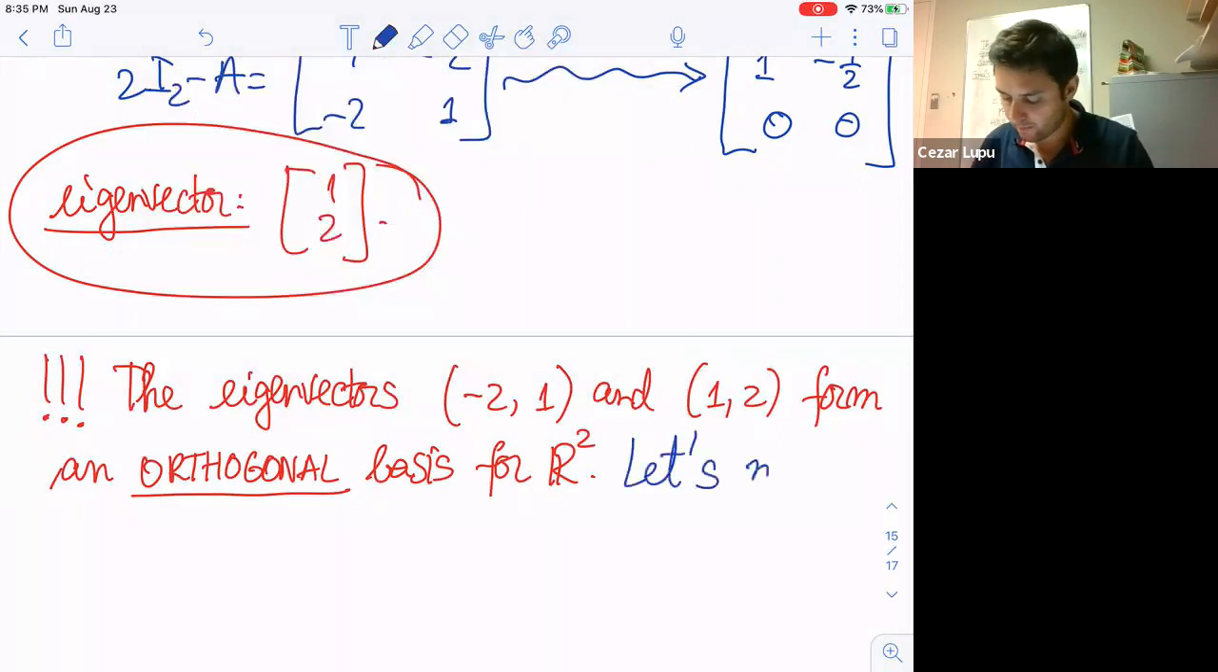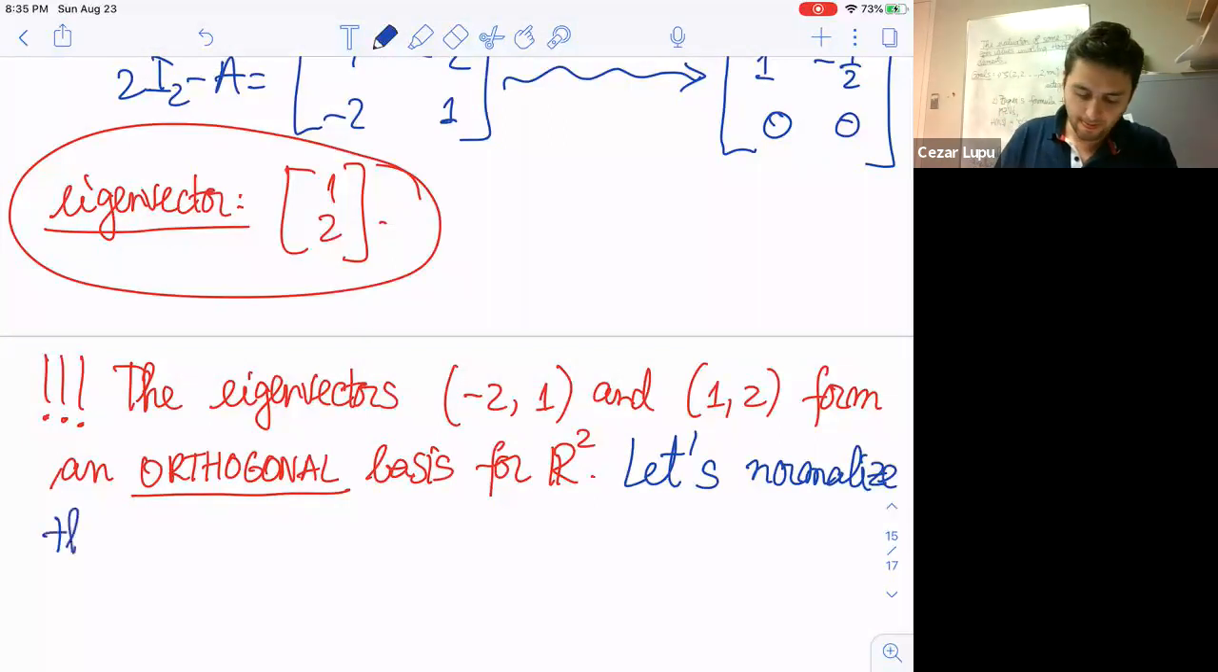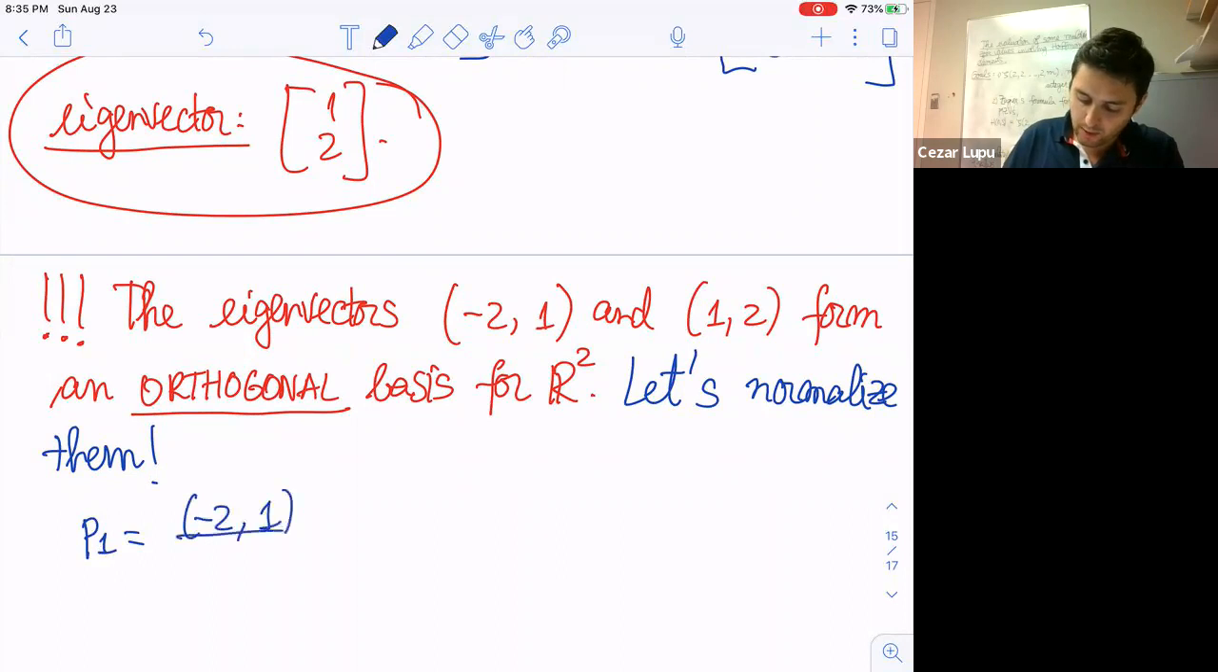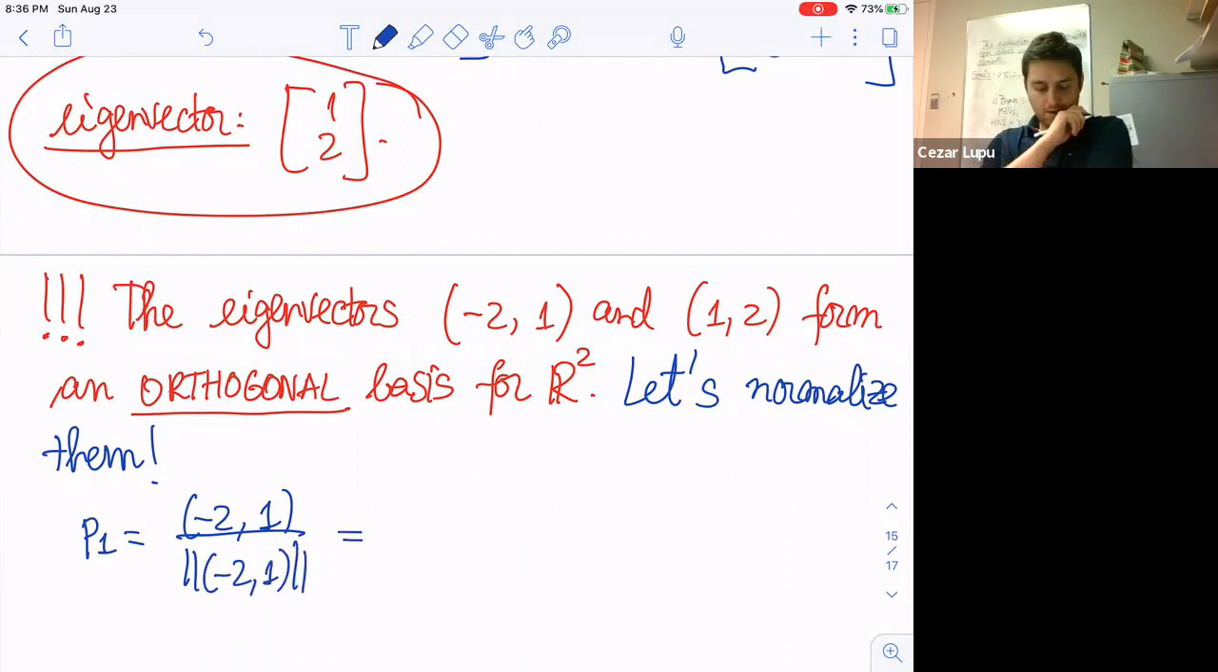Let's normalize them, and you know how to normalize. I'm going to denote it by this. This P1 will be the first vector, negative 1, 2, divided by the norm of this vector, which will give us, let's see, the norm of 1, 4, 2, negative... Okay, it will be negative 2 over square root of 5 and 1 over square root of 5.